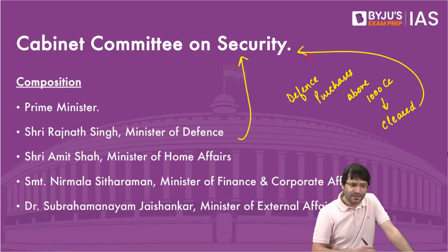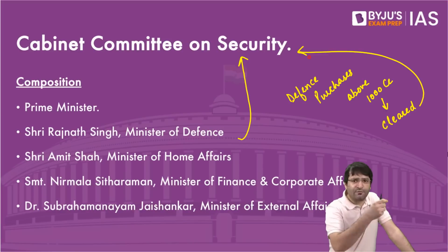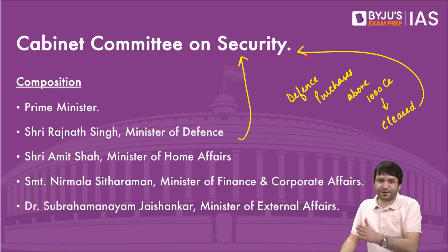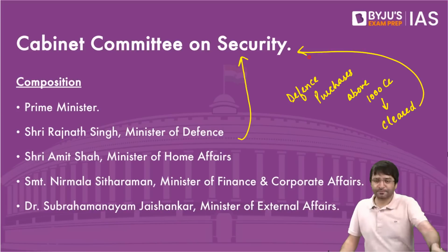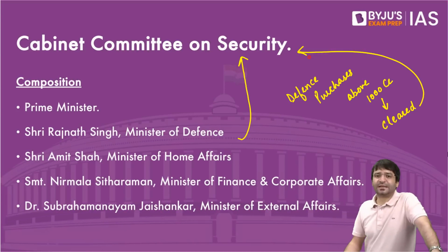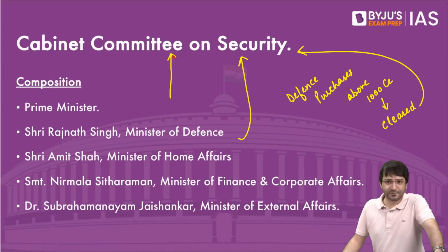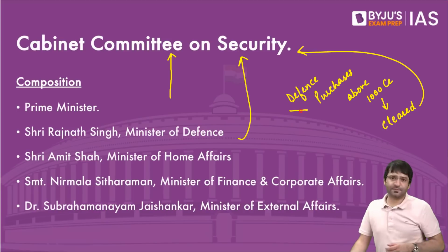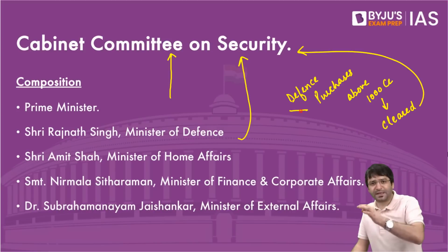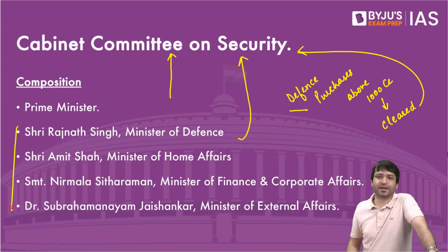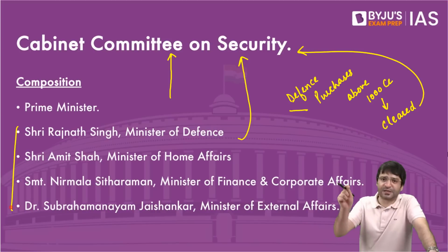Opposition alleged that when Mr. Modi as the Prime Minister went on a visit to France, there he announced this deal between India and France, wherein under this agreement, India would get the Rafale jets. The opposition alleged that Prime Minister did not take Cabinet Committee on Security into consideration, because any defense purchase worth 1,000 crores or above has to be first cleared by the Cabinet Committee on Security. That means all these ministers plus the Prime Minister have to take a decision whether we should buy these Rafale jets from France or not.